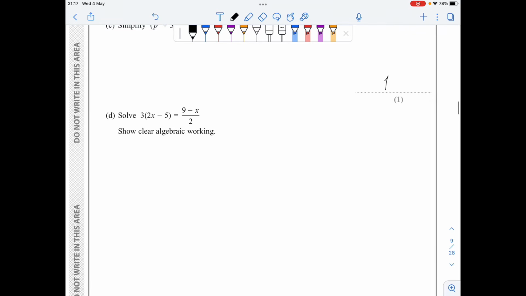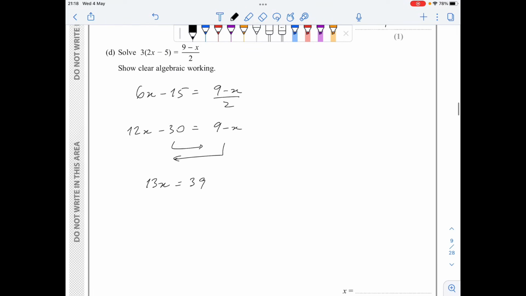And for part D, to solve this equation, I'll start by expanding the left-hand side. So I've got 6x minus 15 equals 9 minus x over 2. Now I'm going to multiply both sides by 2, so 12x minus 30 is equal to 9 minus x. Now I'm going to take the minus 30 to the right and the minus x to the left. So I will have 13x equals 39, which means that x is equal to 3.